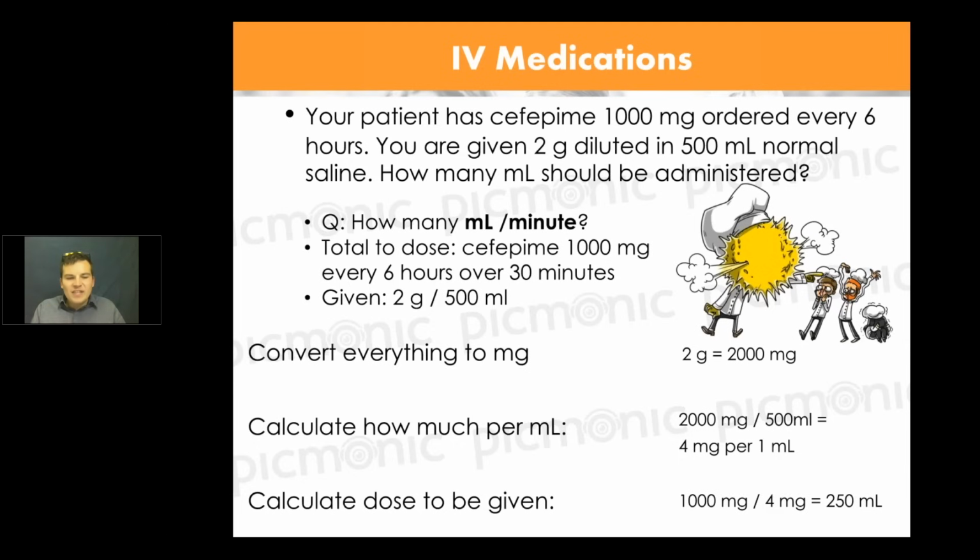And then if you always write down what you've been given, 2 grams in 500, and then you break it all down to the same simplest form, and then you calculate per ml, then you calculate how much to give, then you can build back up. It's like breaking everything down simple and then building back up.